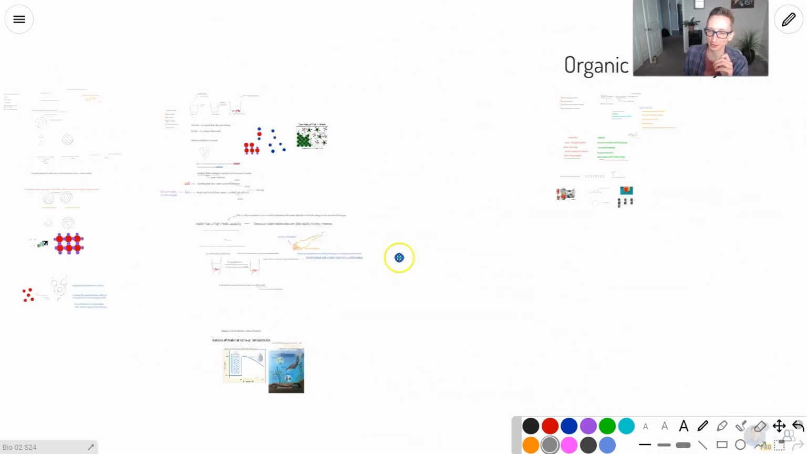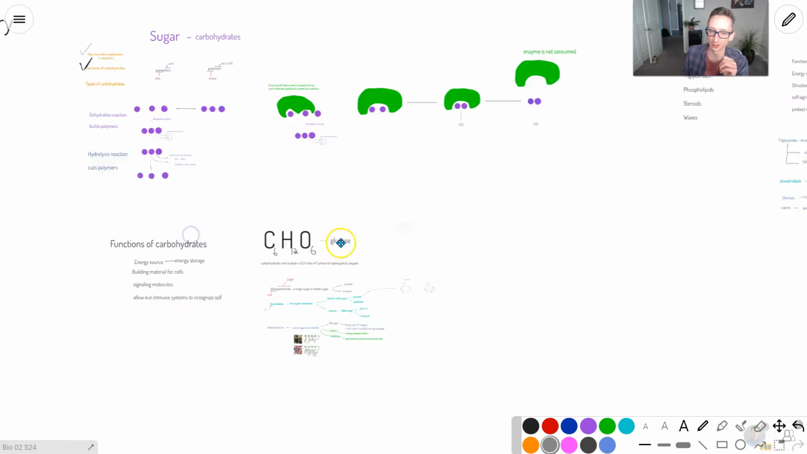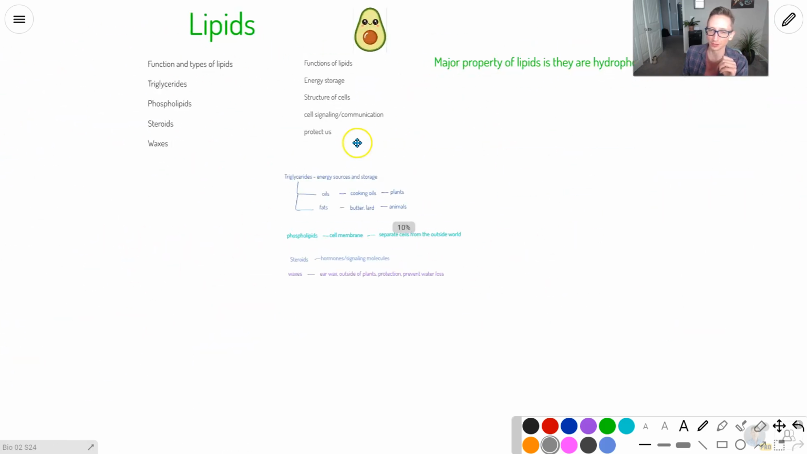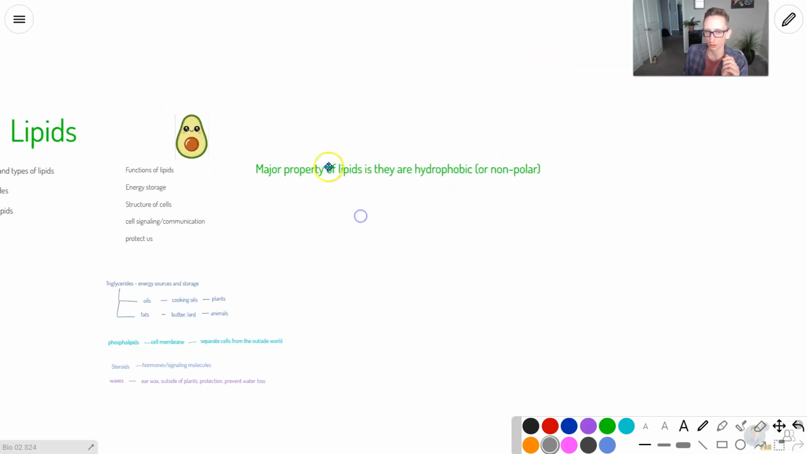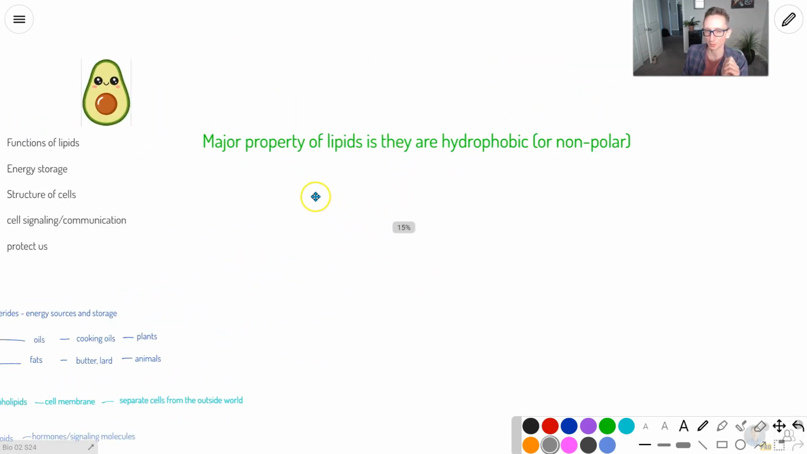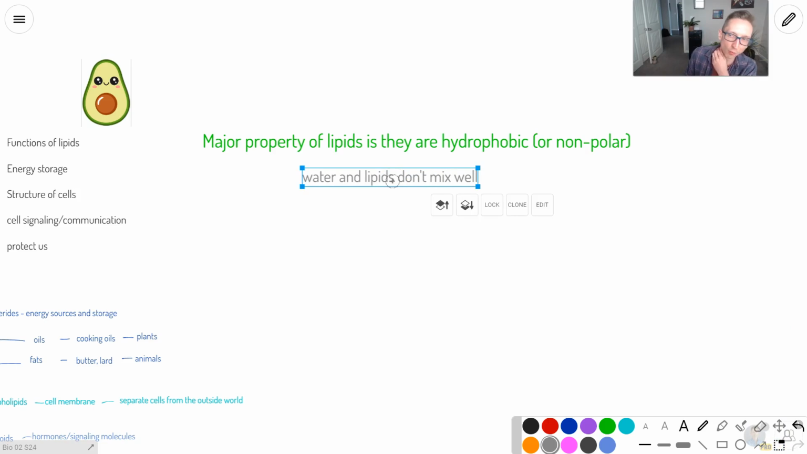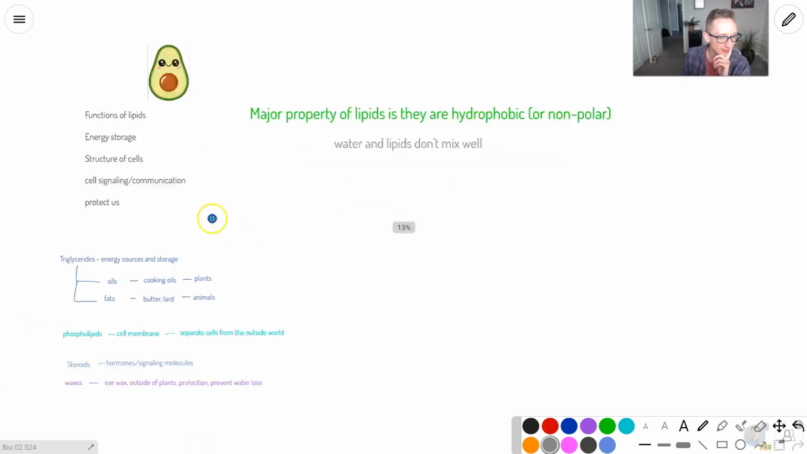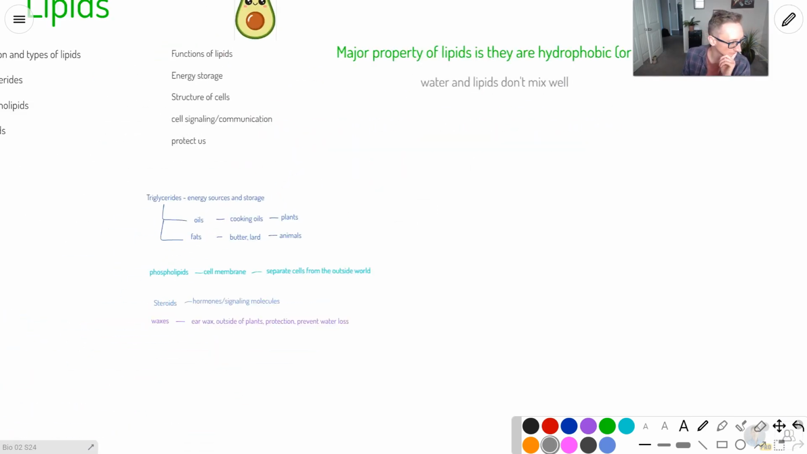Fats don't have that. They are mostly made out of carbon and hydrogen, and carbon doesn't pull the electrons as much. So lipids are hydrophobic. This means that water and lipids don't mix well. You can do this little experiment in your kitchen with a little bit of butter or oil and a little bit of water. You will see that they do not mix very well.